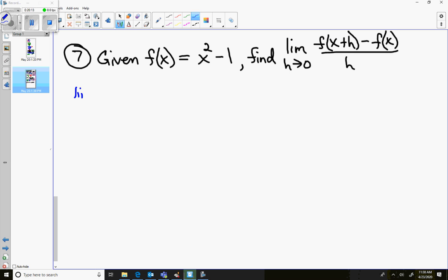So I'm looking for the limit as h goes to 0 of f of x plus h minus f of x all over h. Okay, we're not doing left and right hand limits. We're just going to evaluate this. All right, but the first question is, what is f of x plus h?